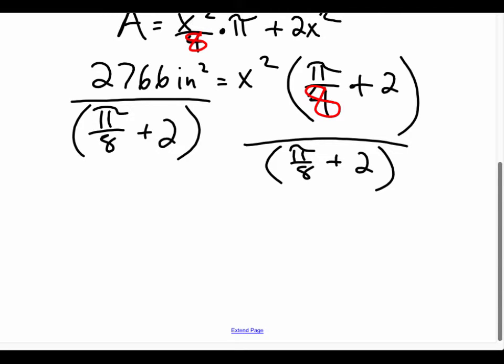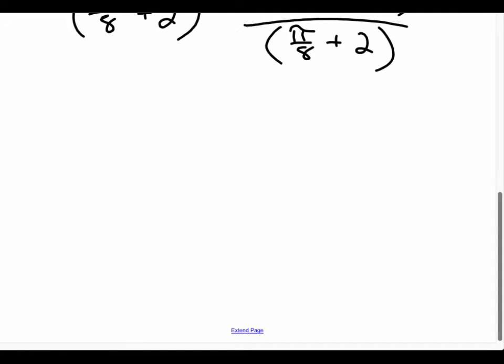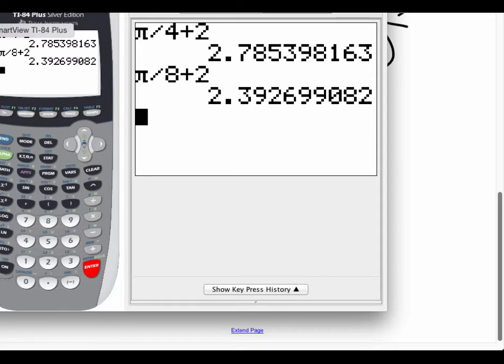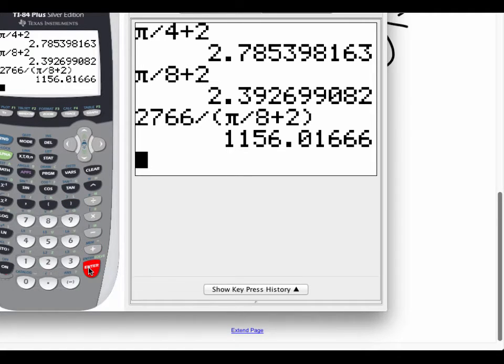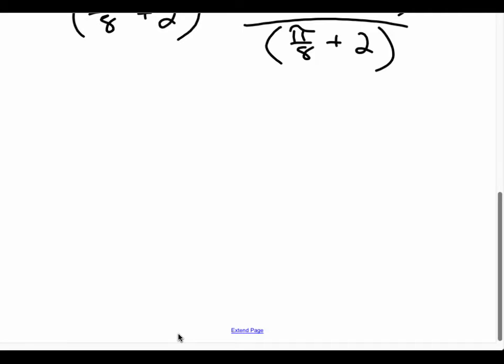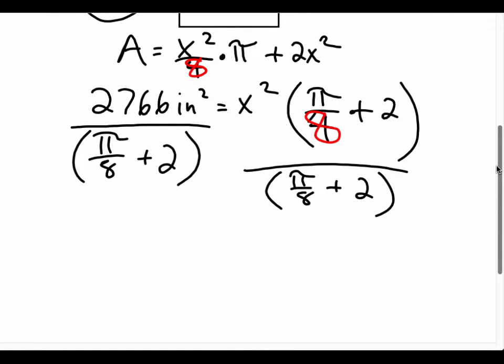Okay? In other words, what I can do is I can say 2766 divided by, and then in parentheses put second pi divided by 8 plus 2. And enter. Okay? Now I get 1156 point something something something, right? So all of this stuff reduces down to 1156.016 repeating, and that equals x squared.